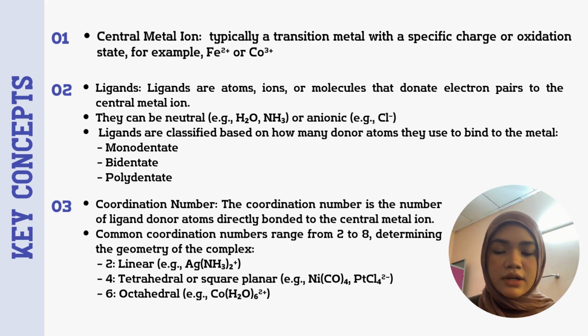The coordination number is the count of ligand donor atoms bonded to the metal, influencing the complex geometry. Common coordination numbers include 2, which is linear, for example [Ag(NH3)2]+, 4, tetrahedral or square planar, for example Ni(CO)4 or [PtCl4]2-, and 6, octahedral, for example [Co(H2O)6]2+.